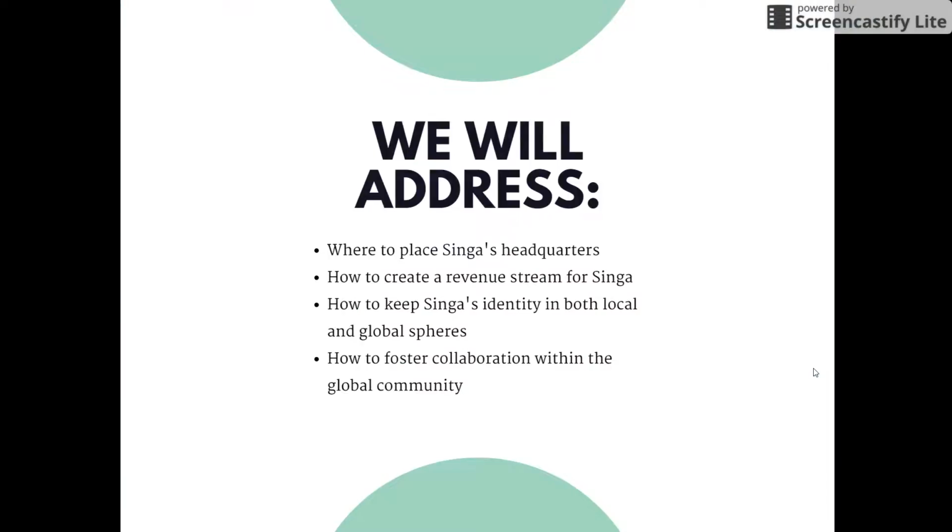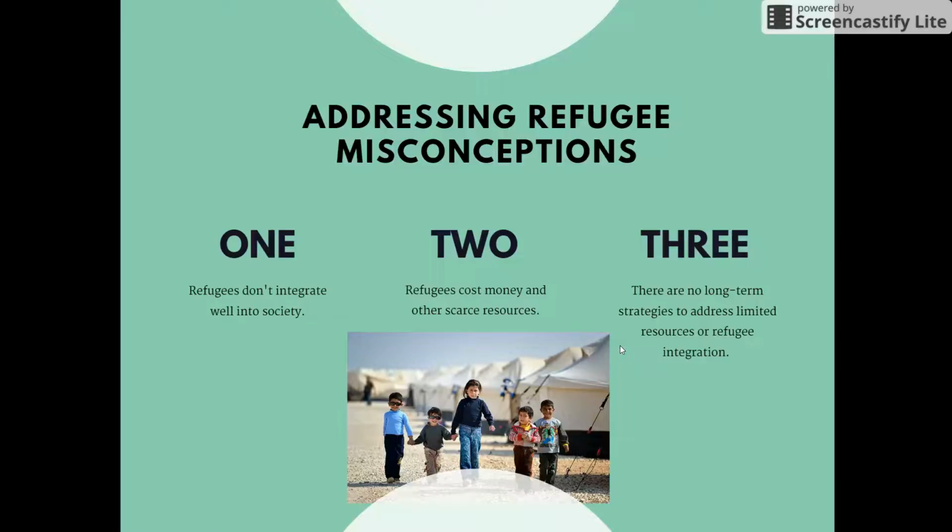As we go through the presentation, we'll address where Singa should locate its international headquarters, how it can create a revenue stream to allow it to achieve its goals, how it can maintain its Singaness while keeping local autonomy, and how it can extend its reach globally. An important goal of Singa is to address misconceptions surrounding refugees, including that they don't integrate well into society, that they cost money and other scarce resources, and that long term strategies to address refugee integration are implausible.